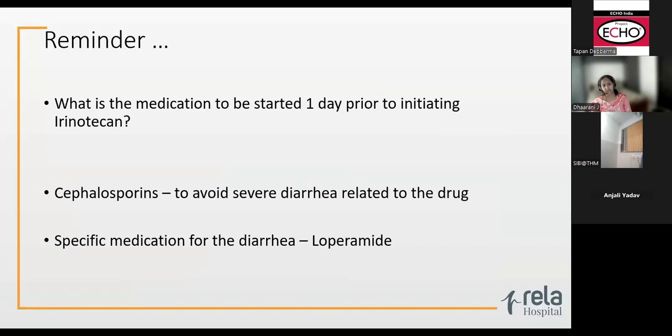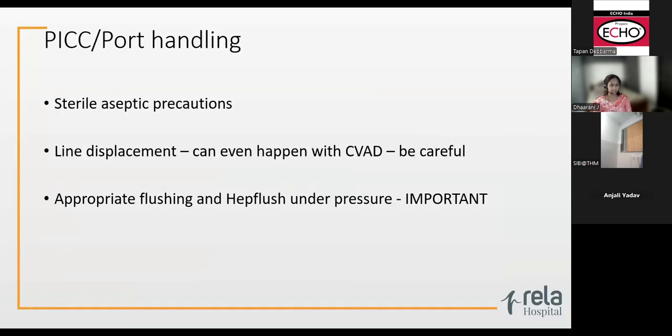So this is again very important, and to stop the diarrhea because of irinotecan, we have to use either atropine or loperamide. Again, ensure when you're starting a drug called irinotecan, that cefixime is being given to the patient and the loperamide is already available.